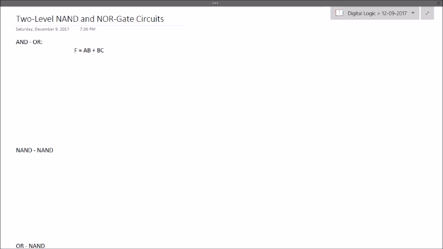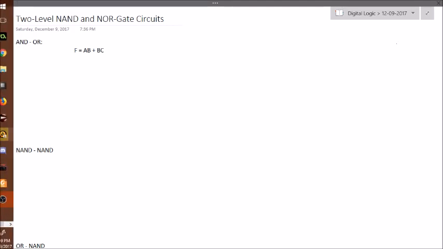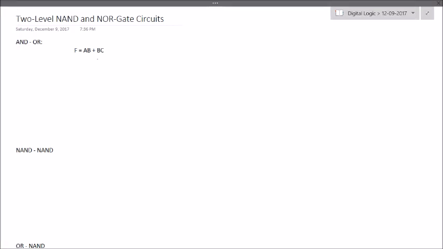Now we just went through converting from an AND gate to a NOR gate and an OR gate to a NAND gate. Now we are going to do the same thing, but with two-level circuits. So let's say we have an AND-OR circuit, F equals A times B plus B times C. This is a two-level circuit that we need to turn into a NAND circuit. So how would we do that?